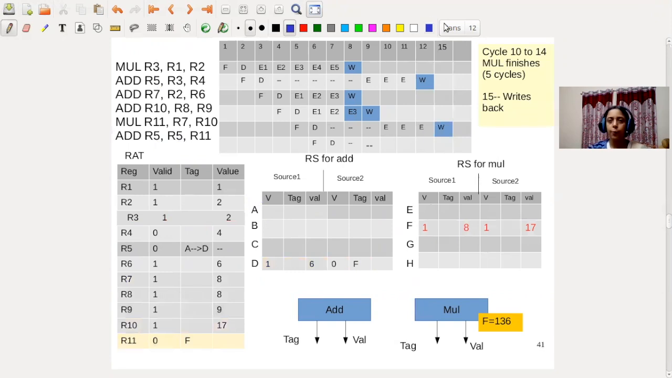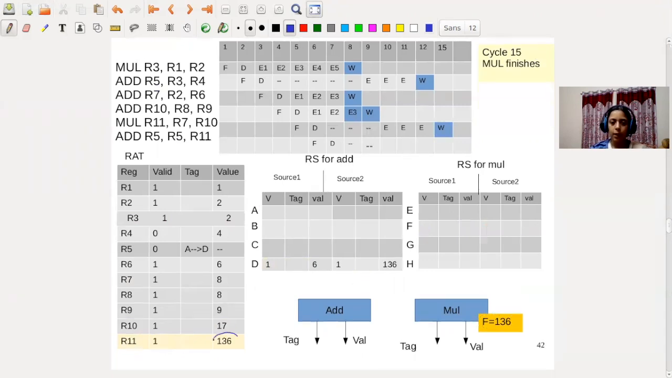So if we now just fast forward, I'm not showing 13, 14, and 15. We assume that by cycle number 14, the multiply has completed and it has broadcast the value. And in 15, it is writing back, which means that F equals 136 is going to get written onto the RS and the RAT in this particular cycle, which means now the last instruction, which is yet to start its execution, is now going to get updated. So the RAT has now the updated value, and then the value has also come into the reservation station.